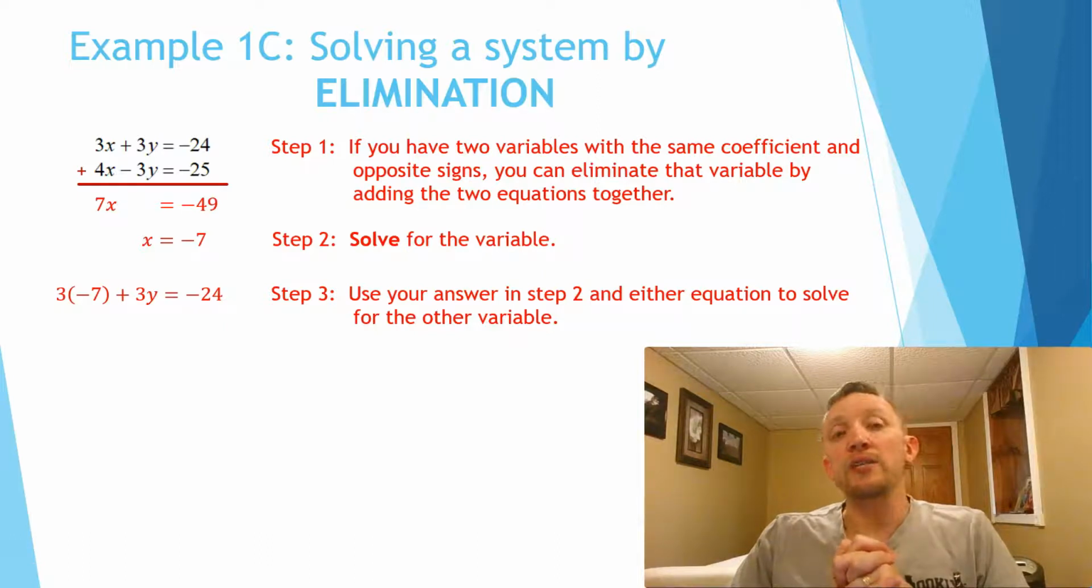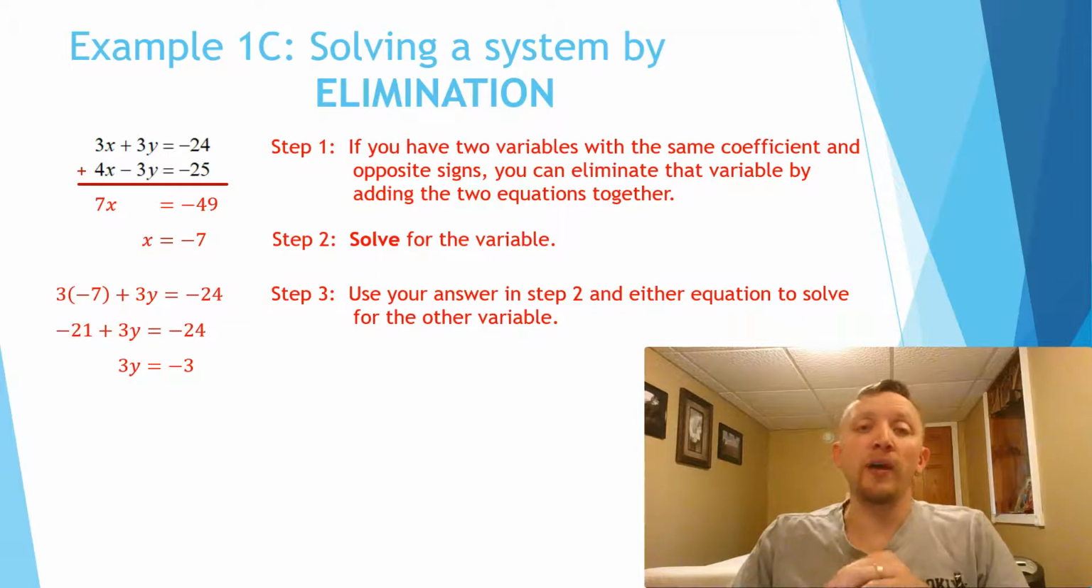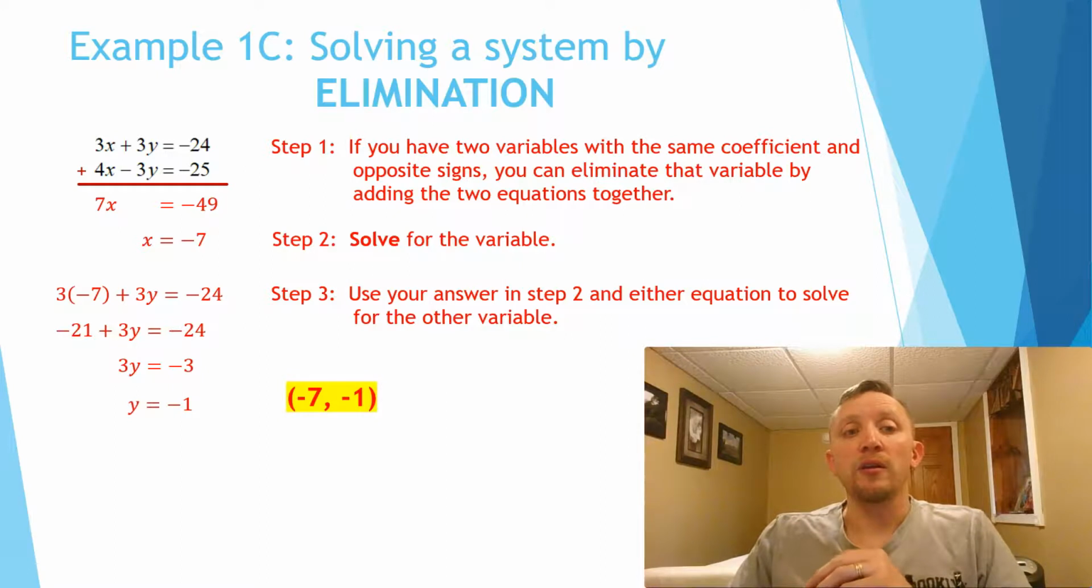But we could replace x with negative 7. So we'd have 3 times negative 7, which would be negative 21, plus 3y equals negative 24. I could add 21 to both sides, and negative 24 plus 21 would be negative 3. And if I divide now by 3, I would get y is negative 1. So now we have our answer, negative 7, negative 1.